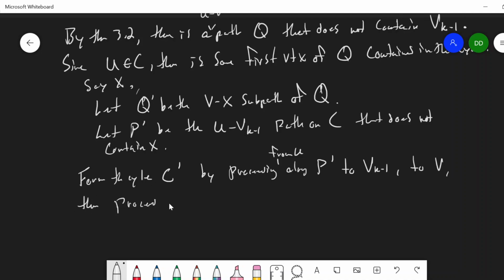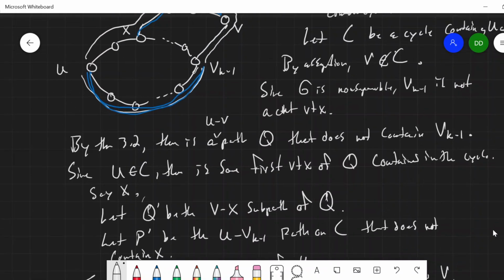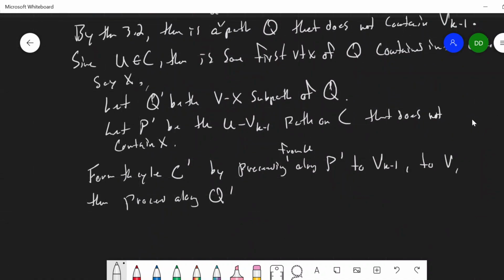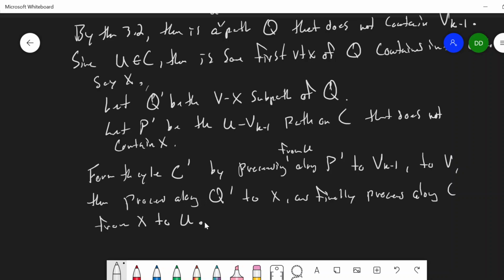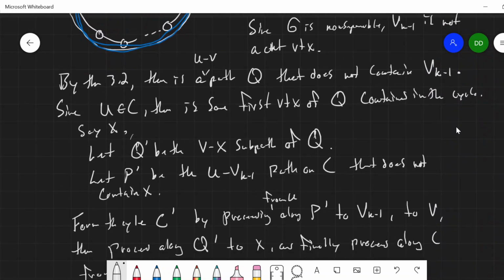proceed along Q prime, that was my Vx subpath, to X, and finally proceed along C from X back to U. So that's one way I can define a cycle.